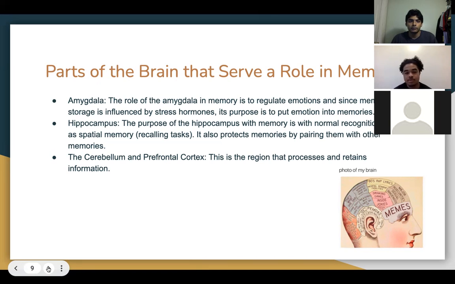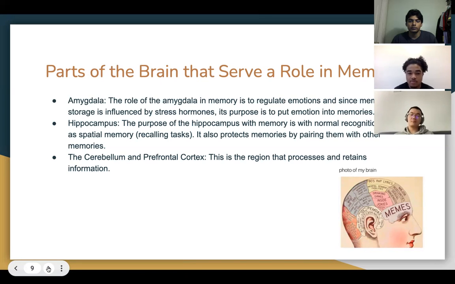The hippocampus. The purpose of the hippocampus with memory is with normal recognition as well as spatial memory, such as recalling tasks and recalling places that we visit frequently. It also protects memories by pairing them with other memories. The cerebellum and prefrontal cortex. This is the region that processes and retains information.